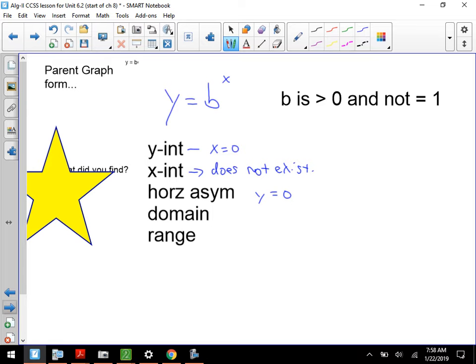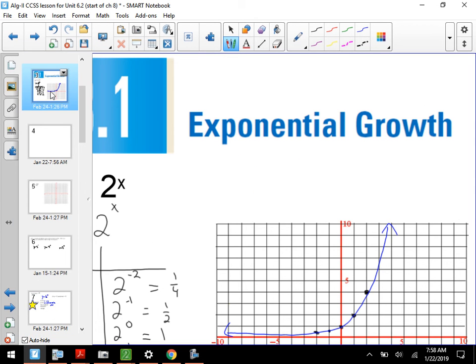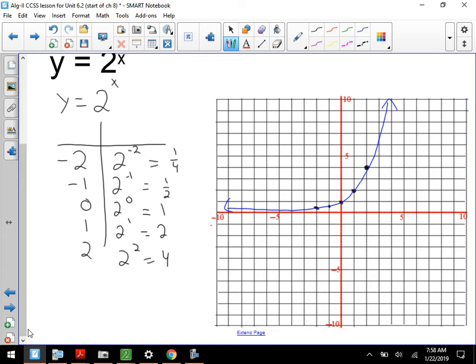Was this domain restricted at all? Look at your graph again. Think about the graph. When I go back to that graph, is that domain restricted at all? Can I pick any value of x? Yeah. So the domain for these guys will always be all real numbers.